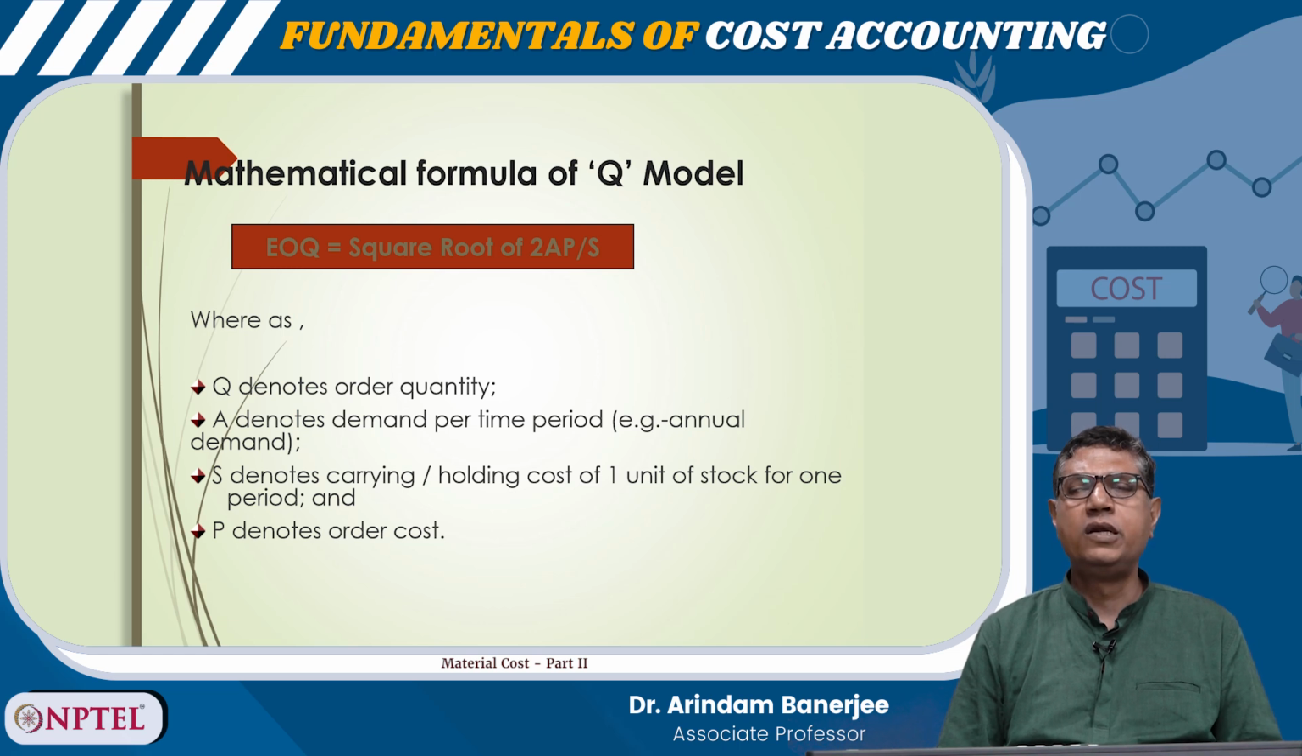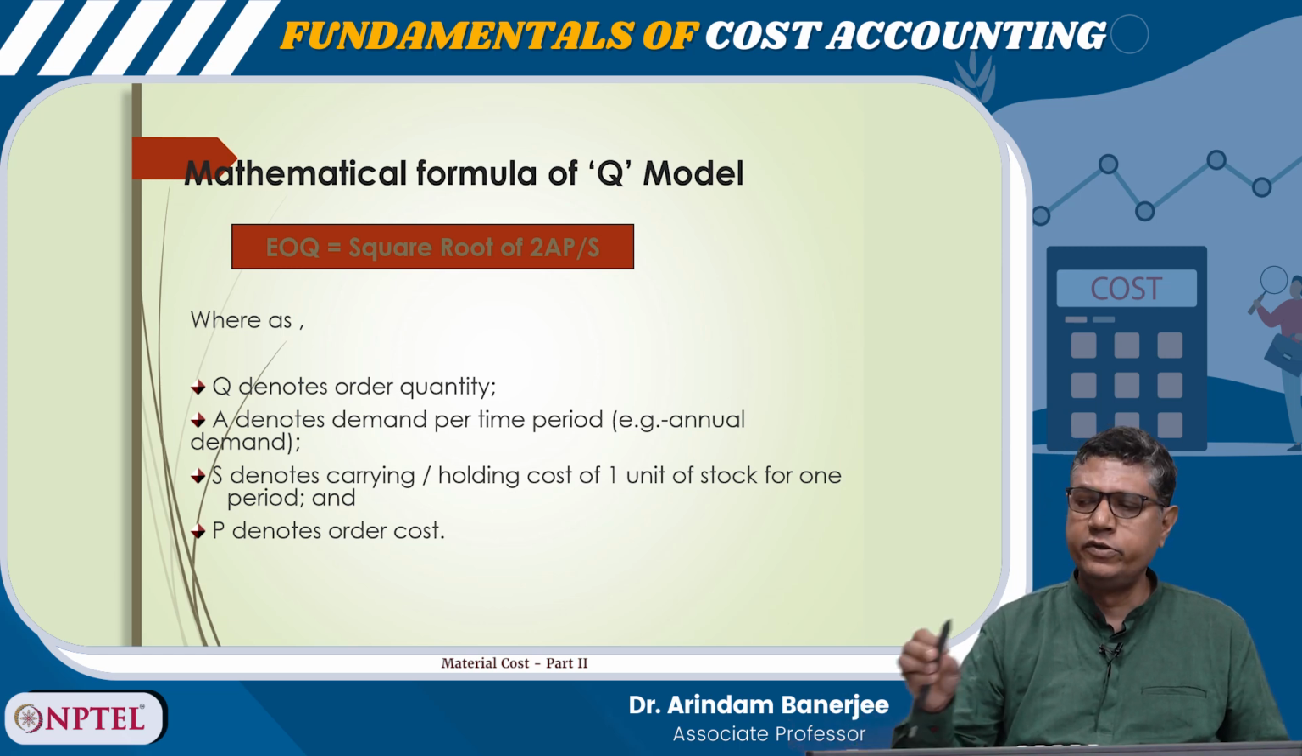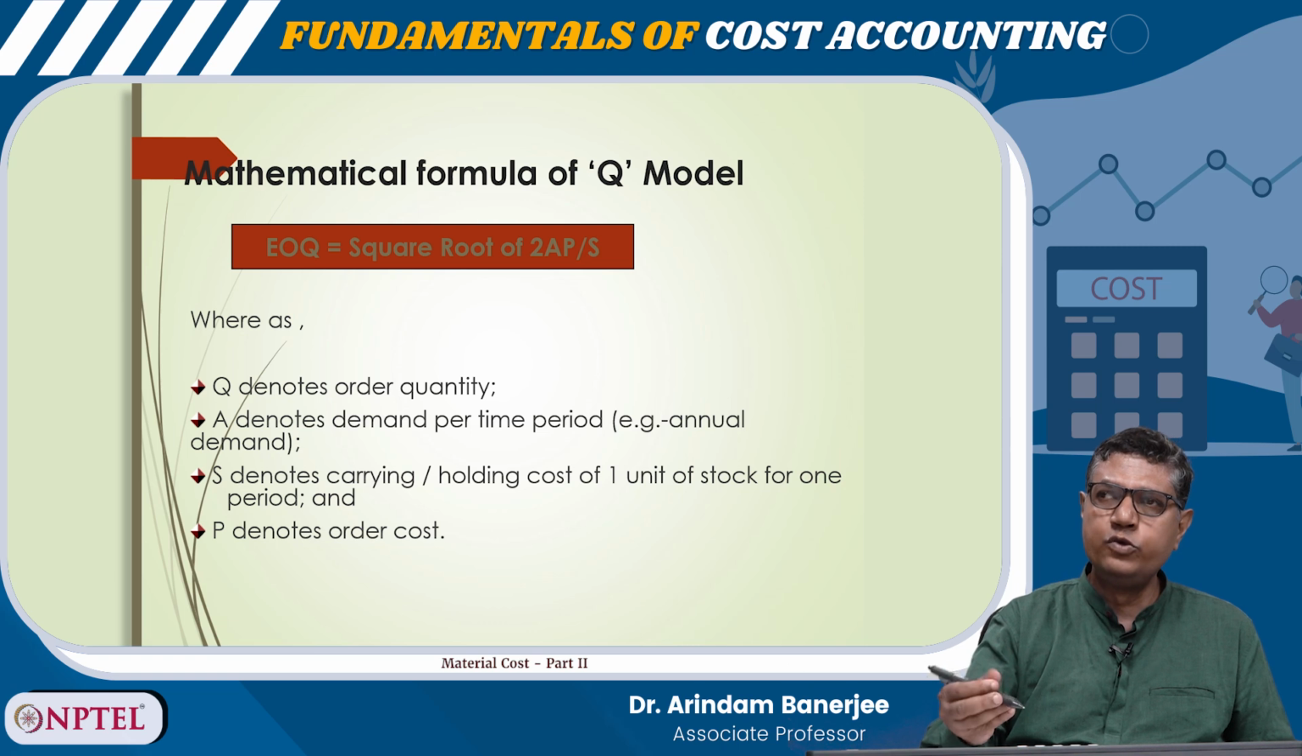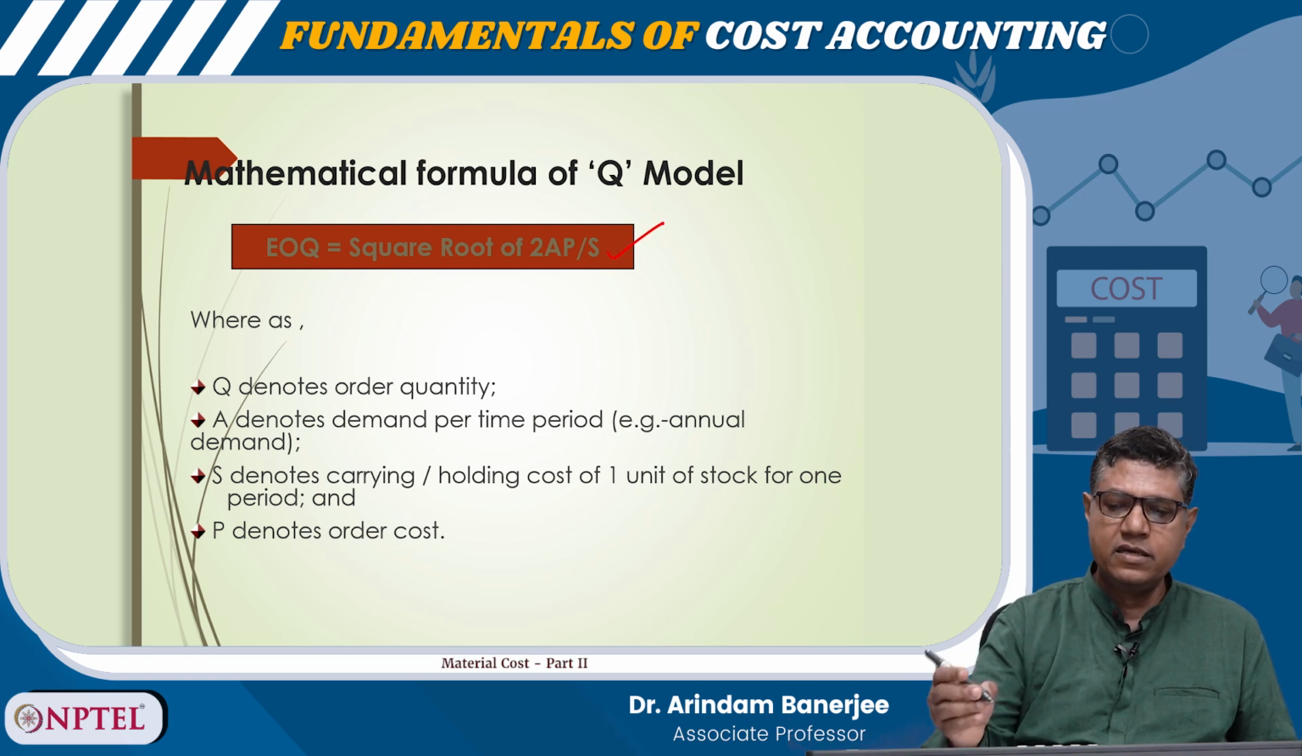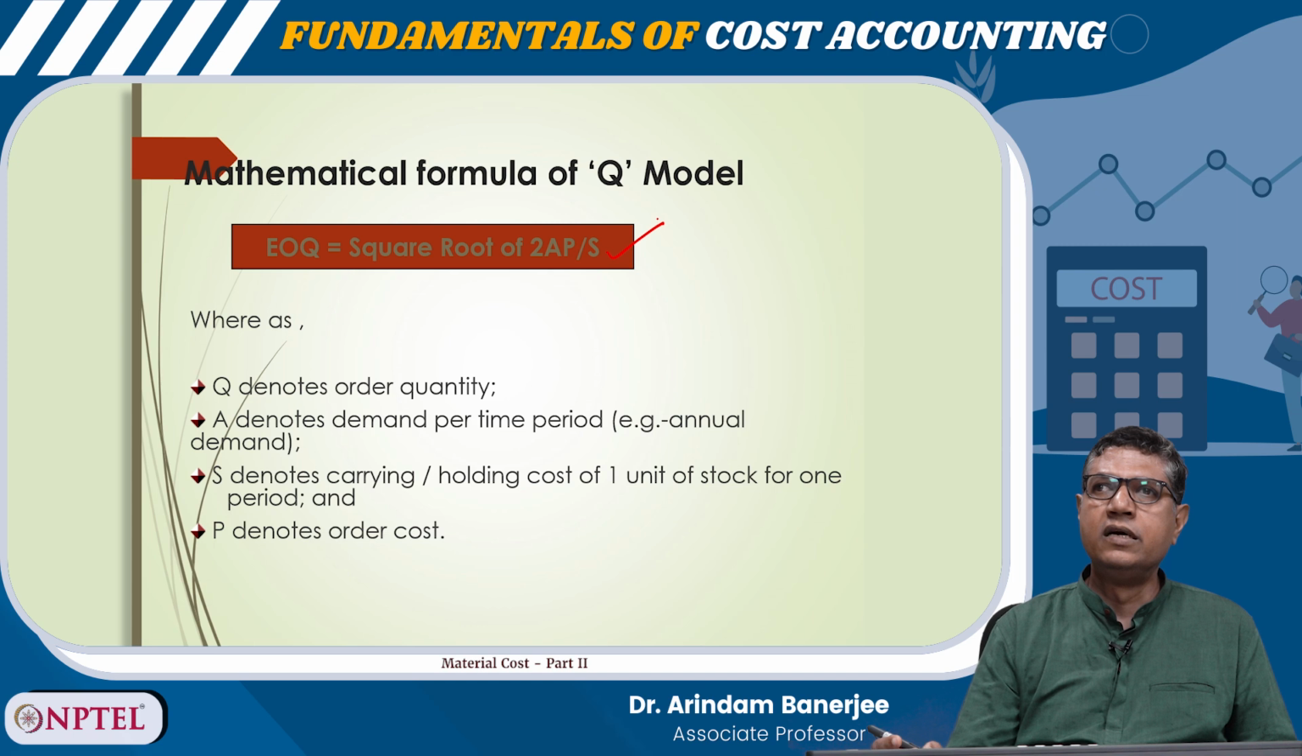So, what is the formula? The formula is EOQ equals square root of 2AP by S, where Q denotes the order quantity, the EOQ, and A denotes the demand per time period. We can take annual demand, for example. S denotes the carrying or holding cost of one unit of stock for one period, and P denotes the order cost. So, what is the formula?